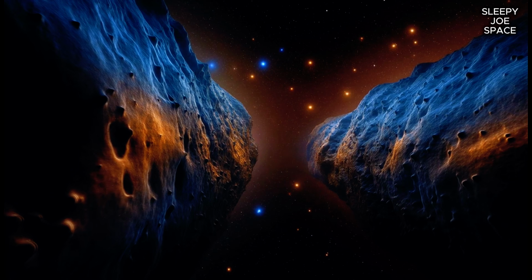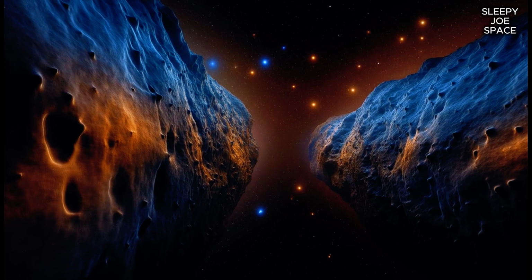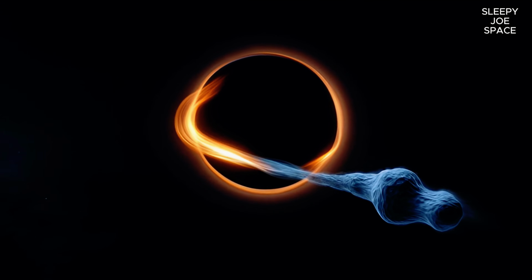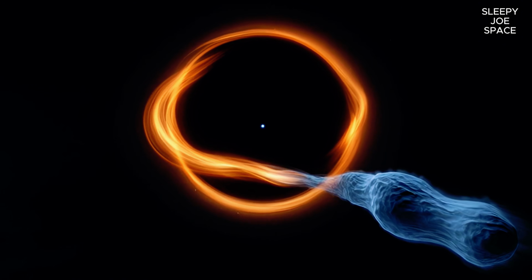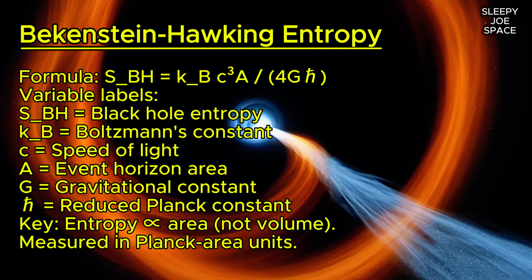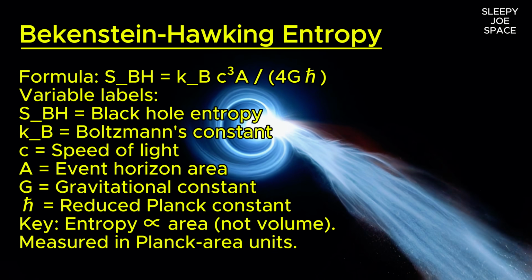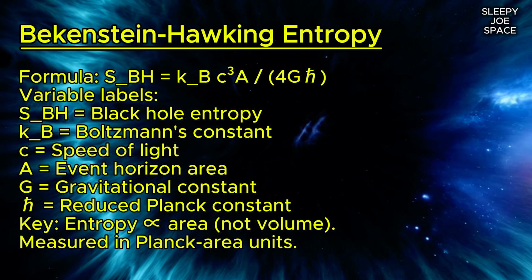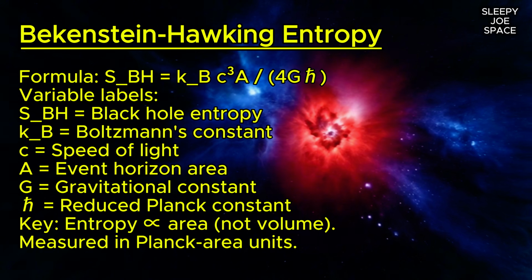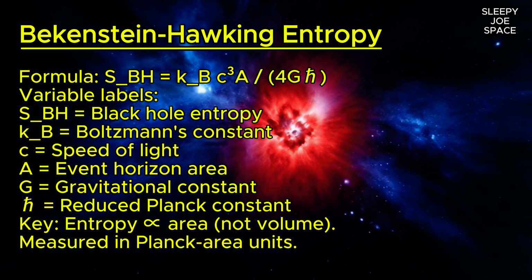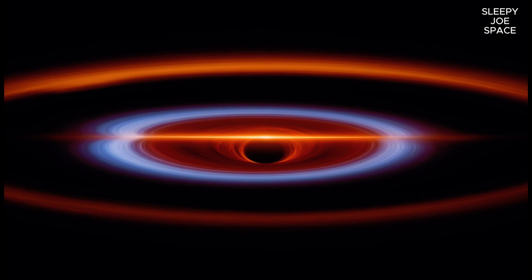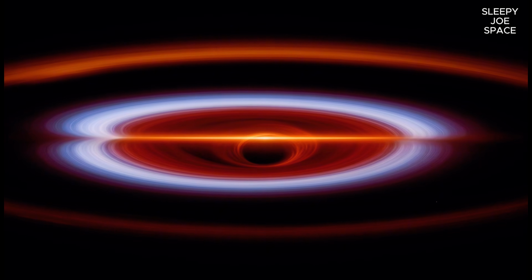In 1973, Jacob Bekenstein proposed that black holes carry entropy, and that this entropy is proportional to the area of the event horizon, not the volume of the interior. The Bekenstein-Hawking entropy formula makes this precise. S_BH equals k_B c cubed A over 4 G h-bar. S_BH is the entropy. k_B is Boltzmann's constant. c is the speed of light. A is the area of the event horizon. G is the gravitational constant. h-bar is the reduced Planck constant. The entropy is proportional to the horizon area, measured in Planck length squared units.